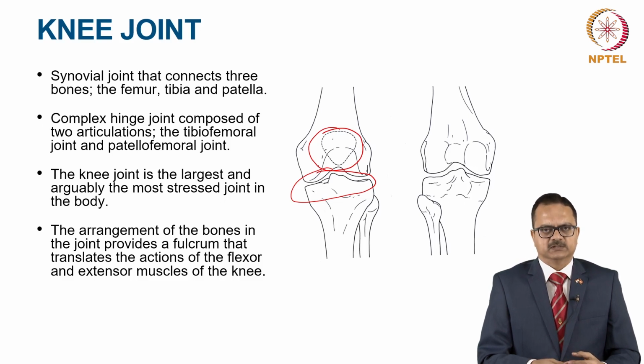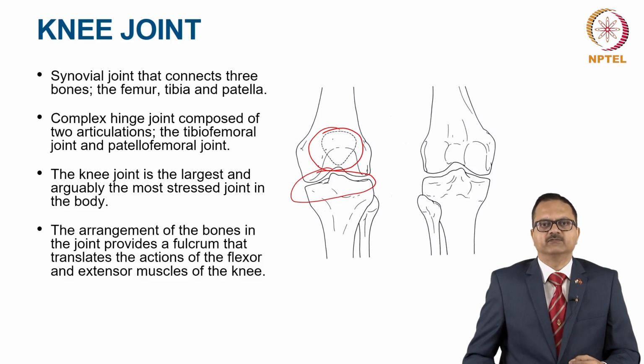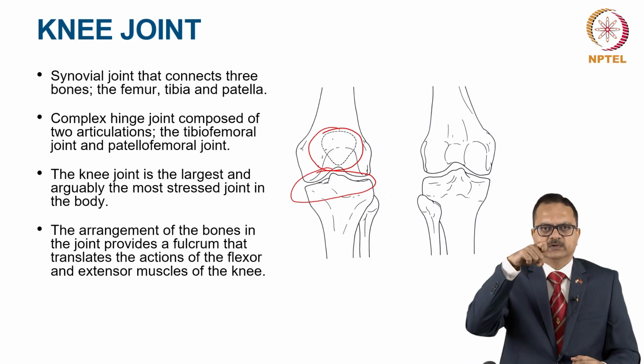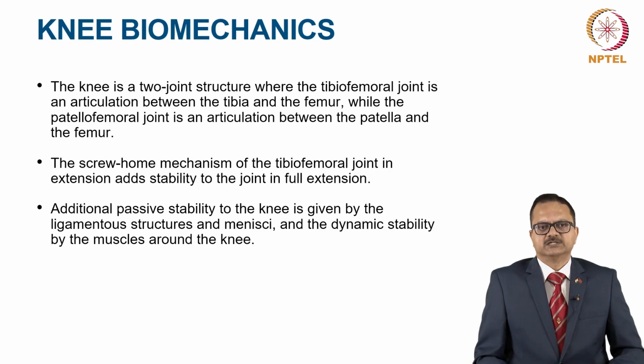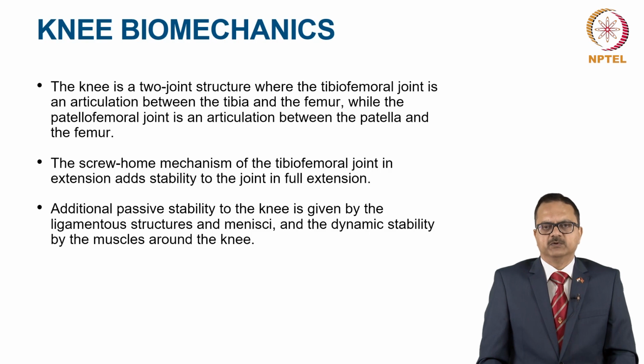The arrangement of the bones in the joint provides a fulcrum that translates the activities of the flexor and the extensor muscles of the knee, that is the quadriceps and the hamstring. The knee joint provides a fulcrum to translate the linear movement of the quadriceps and the hamstring into a hinge-like movement. It's a two-joint structure wherein the tibiofemoral joint is an articulation between the tibia and the femur, and the patellofemoral joint is an articulation between the patella and the femur.